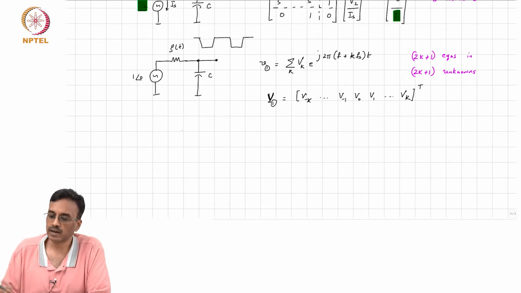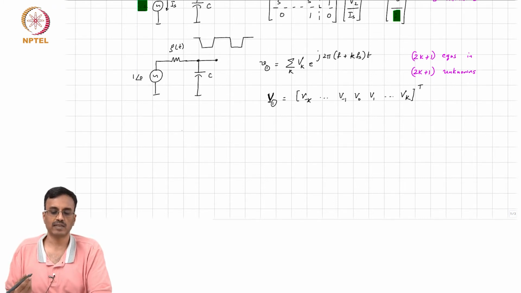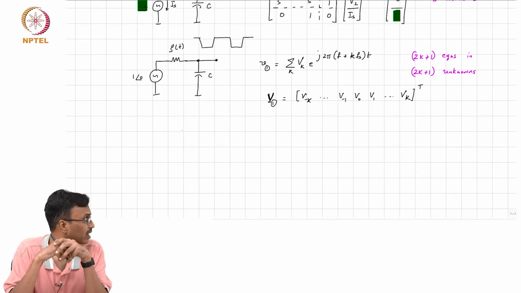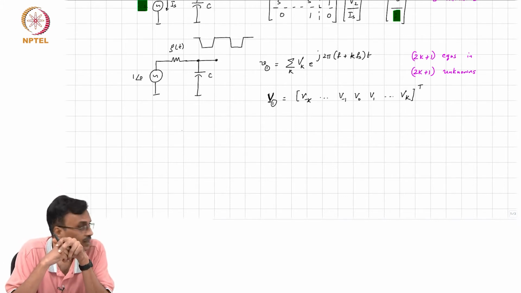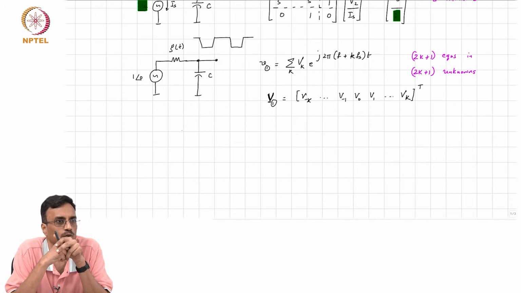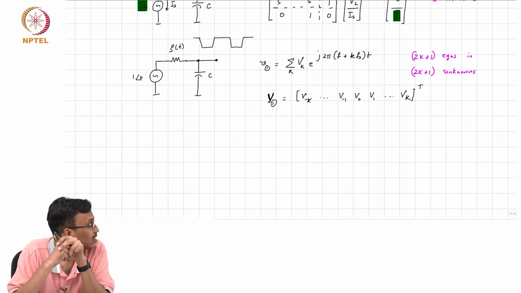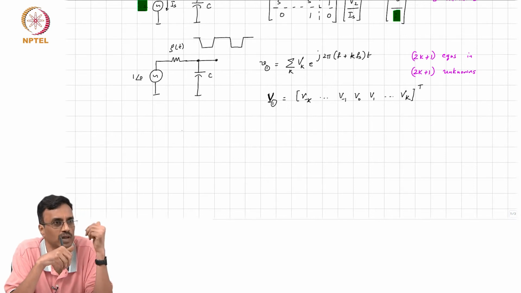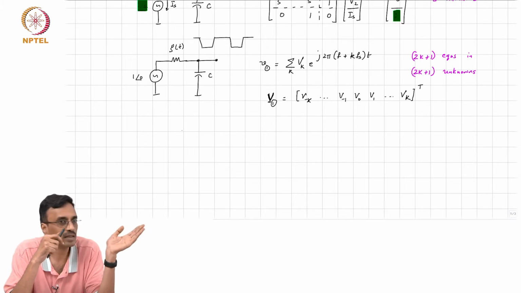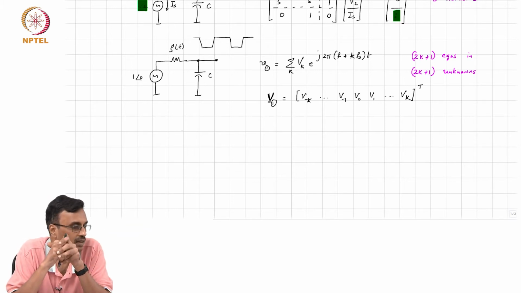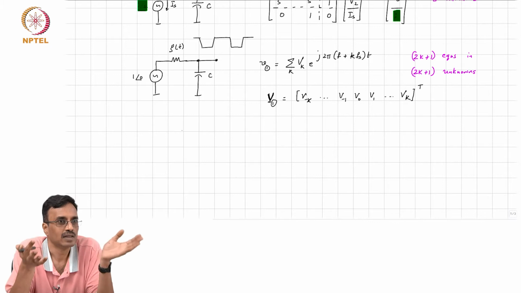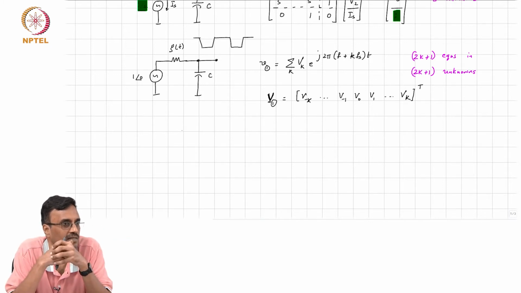Now, how do you write KCL and KVL? It turns out, as we will see going forward today, that we can use the same MNA formulation that we used for the time invariant case. If you know how to do that, then it becomes very straightforward to write the set of equations.